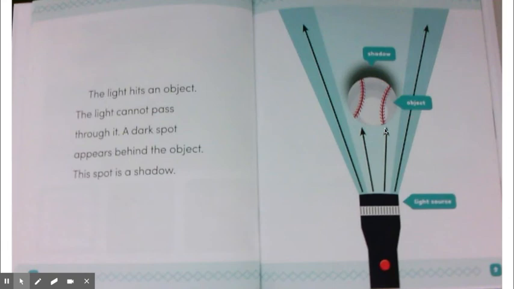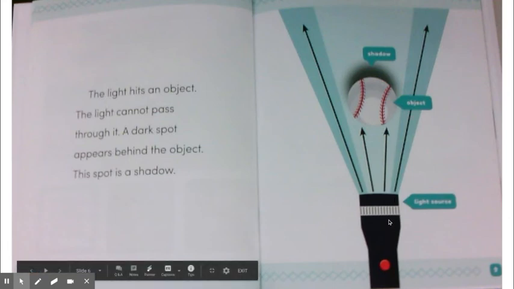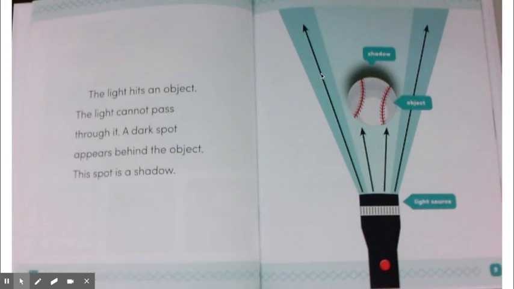So we have a very nice diagram. The flashlight is labeled the light source. These arrows indicate the beams of light. The object is labeled, it's a baseball, and then the light, where the light can't go through, is labeled as the shadow.